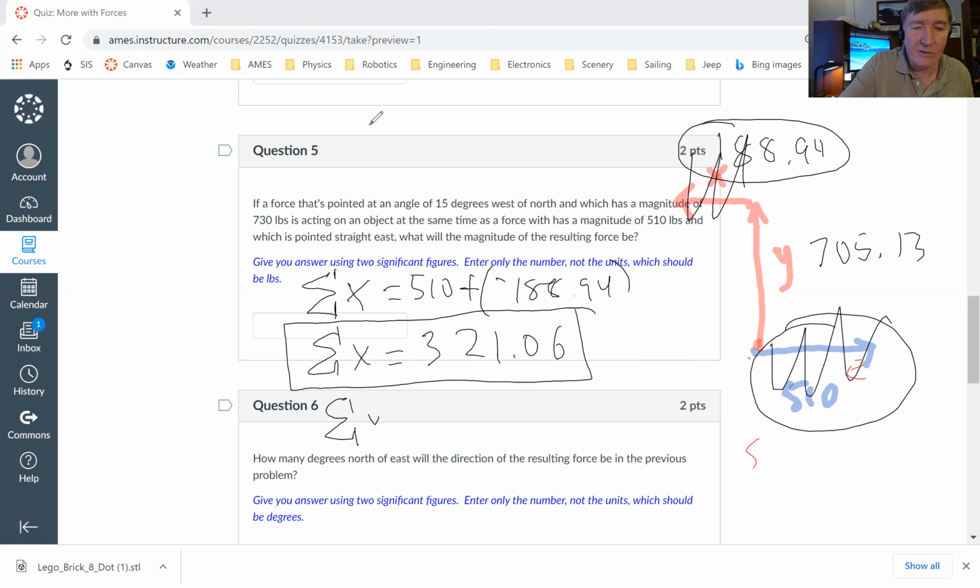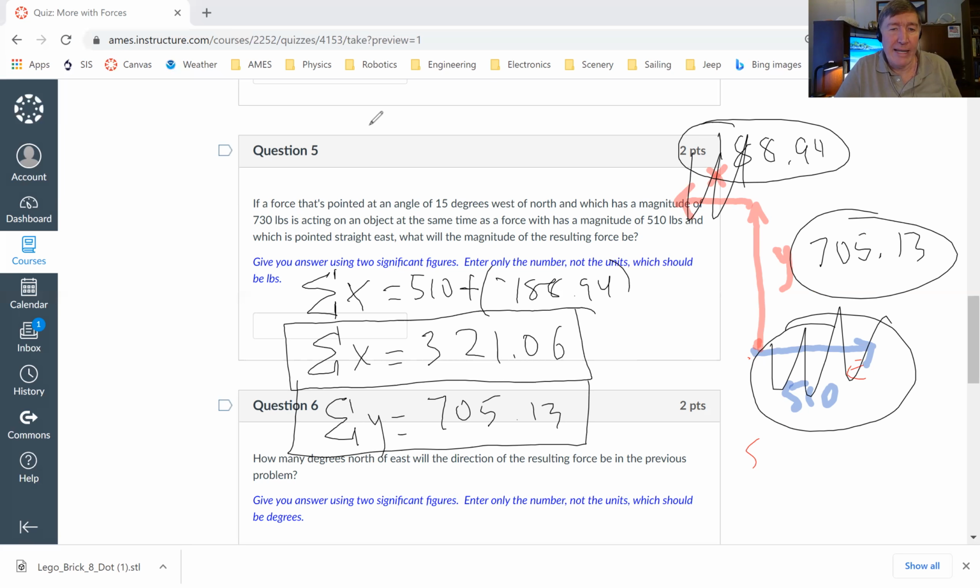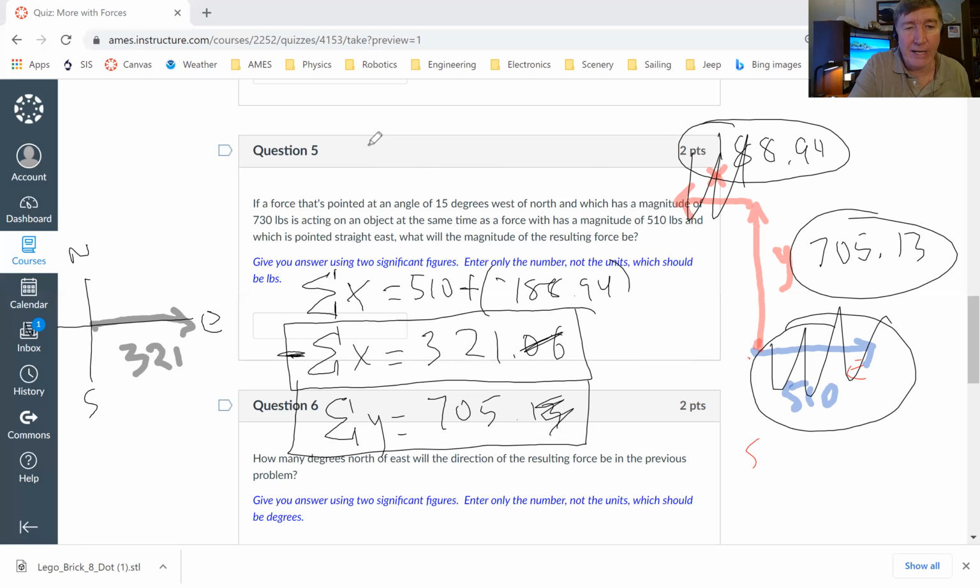Now I need to add up all of the y vectors, which is really easy because I only have one y vector. So if I add up all the y vectors, what I get is 705.13. Okay, so now I know these are the components of what my final answer is. So over on the left side here, I'm going to draw my north, south, east, west drawings. Okay, so my x is positive 321, and tell you what, I don't need those guys anymore. Let's just round it to the nearest one. Okay, so my x component is 321, and that's in the positive direction. My y component is 705, and that's also in the positive direction. Okay, so those are the components of my final answer.